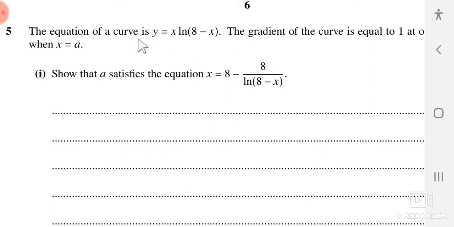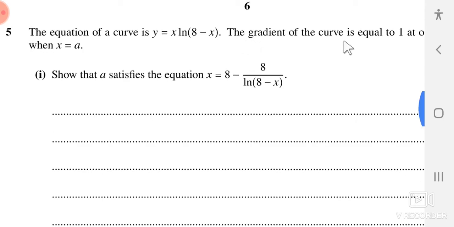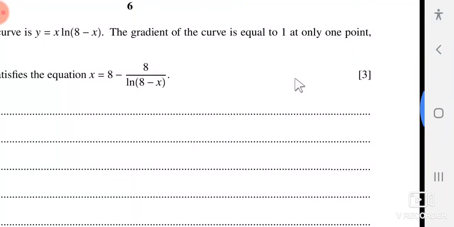Now this question is again very simple. The equation of this curve, the gradient of the curve is equal to this. The gradient of the curve is equal to 1 only at one point. So my dear, first you apply the product rule. This is x, and the derivative of this would be 1/(8 - x) times -1, plus ln(8 - x) times 1, and this would be dy/dx, and then replace dy/dx by 1, and then simplify.